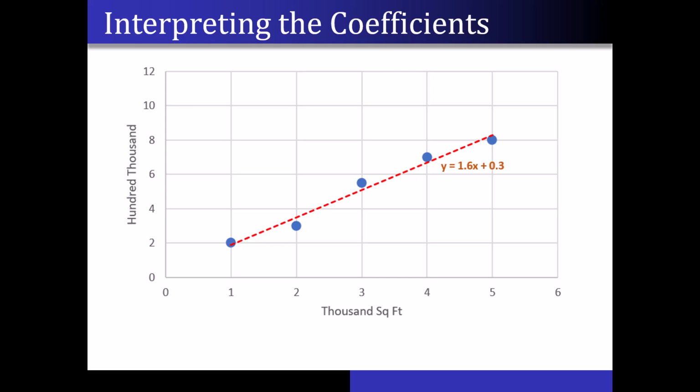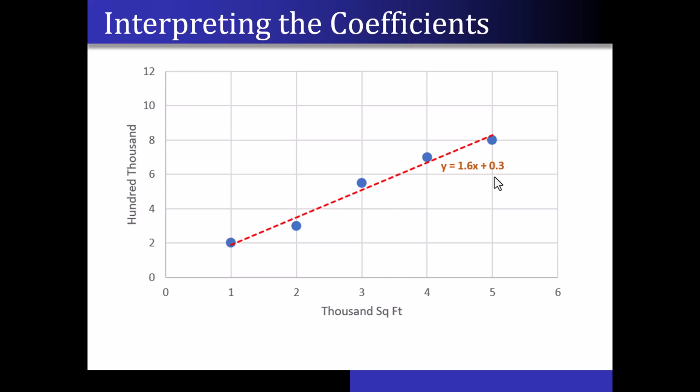Well, how do we interpret these coefficients? Let's start with the intercept. The intercept is 0.3. It means this is the value of y when x is equal to 0. So y starts from at least this value. And 1.6 is the amount of increase in y when x increases by 1 unit. So when x increases by 1 unit, y is going to increase by 1.6 units.